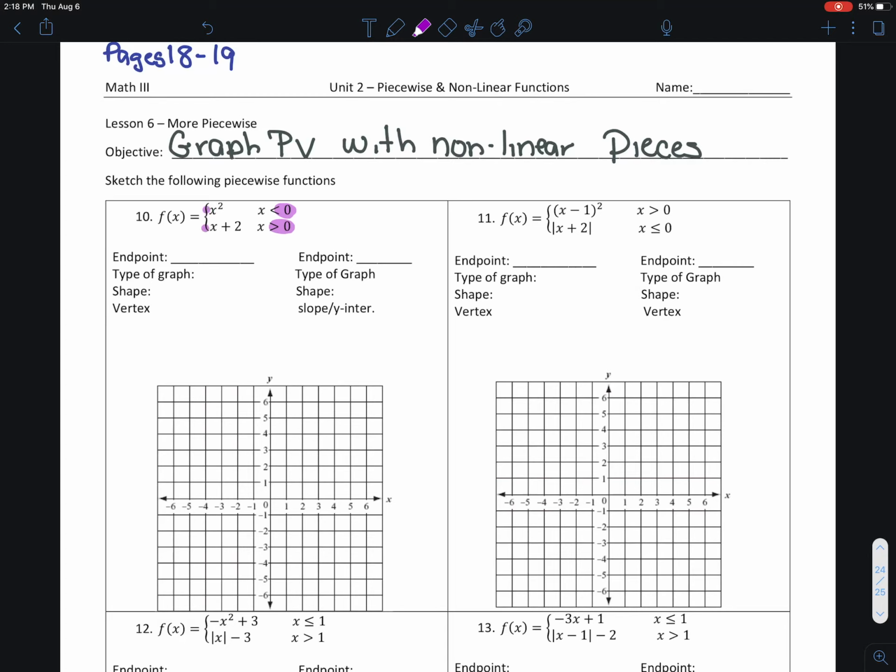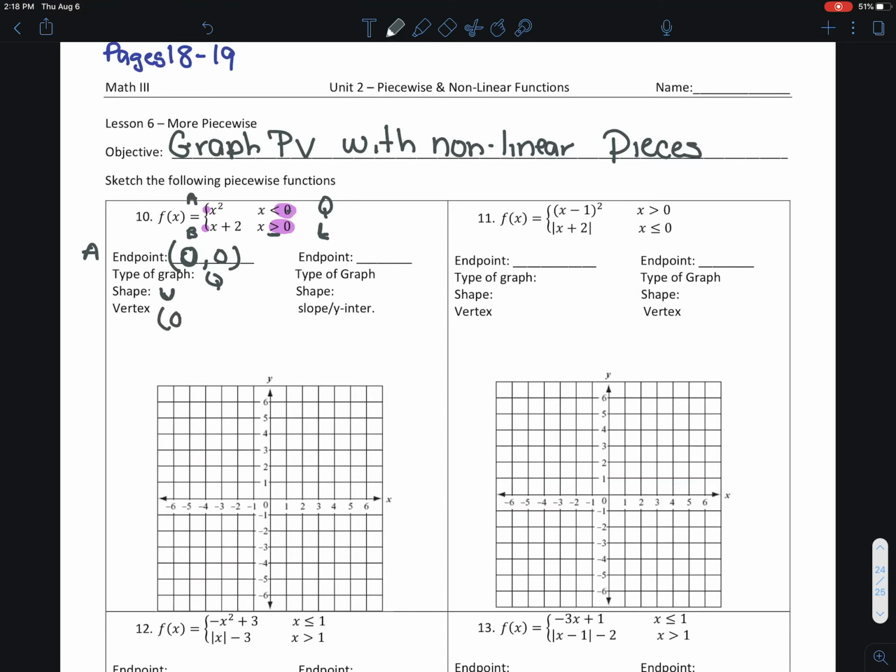So our endpoint here is 0, 0. This has two pieces. It has a quadratic piece and a linear piece. So we're going to have a parabola and a line. So our endpoint is 0. So when x is less than 0, I'm going to call this A and this B. So when x is less than 0, and I put that into A, I get 0. X is 0, y is 0.